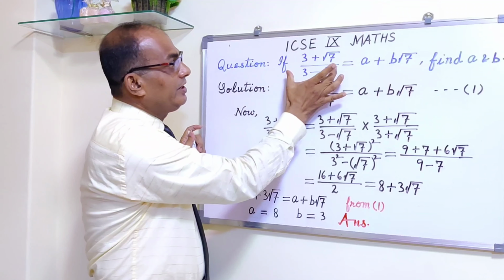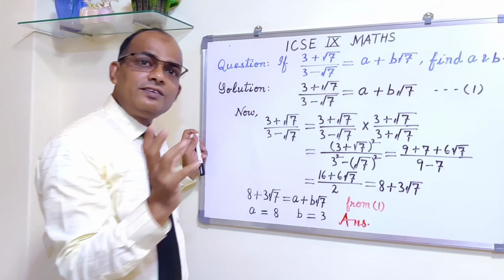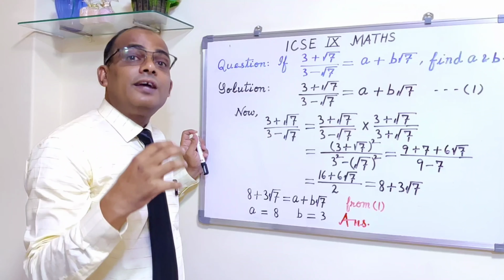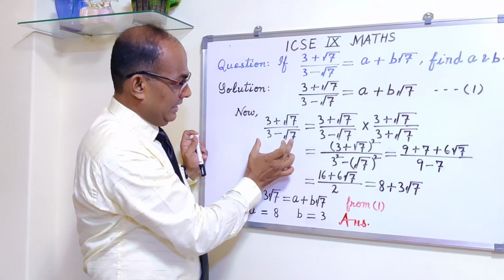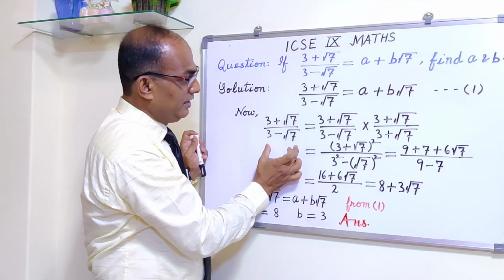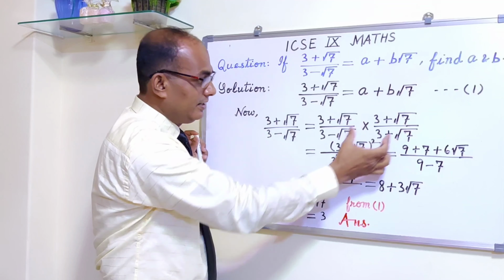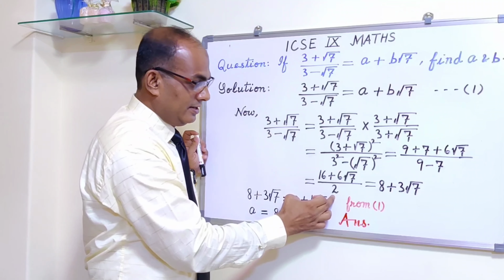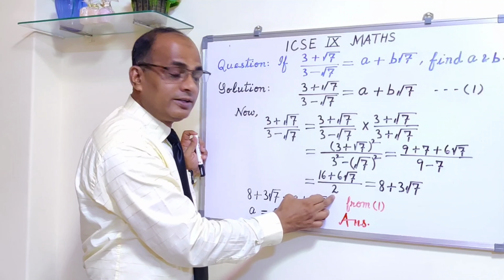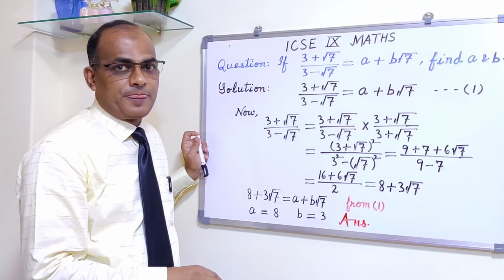See, the question is this much only, 3 plus root 7 divided by 3 minus root 7, and the question says to rationalize the denominator of this. Then we multiply by the conjugate, the rationalizing factor, and then we simplify, and we get the rationalized denominator, and then finally we get this. So that is one type of question.